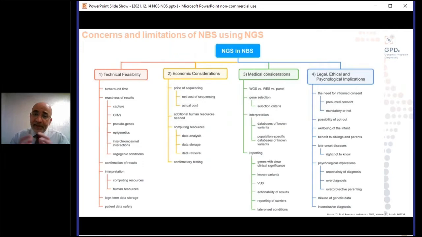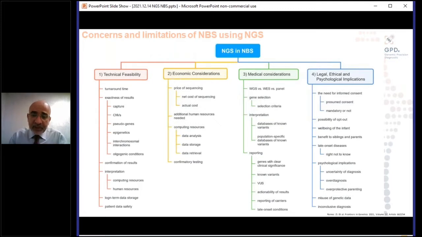Then we have the medical considerations. I mean, what to test? Like in NGS, we can do a few genes, we can do many genes, we can do whole exome, we can do whole genome. So what to choose? And the other thing is, if you decide to do a gene panel, which genes should we include? And we will talk about this in the coming slide. And then how to interpret results. So we need a database for normal changes and a database for pathogenic changes, to help us in interpreting the variants that we will get.